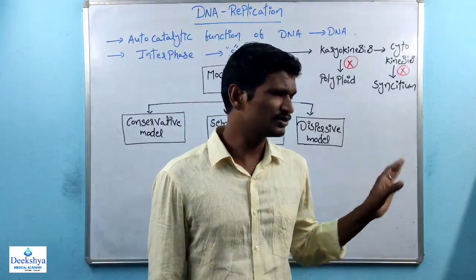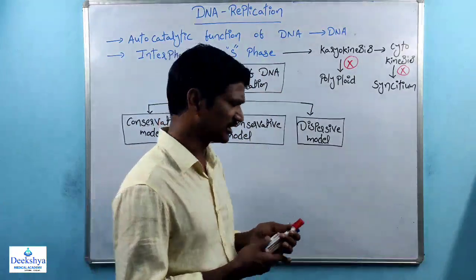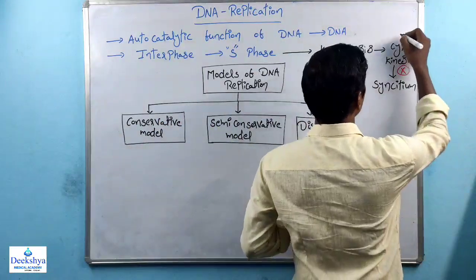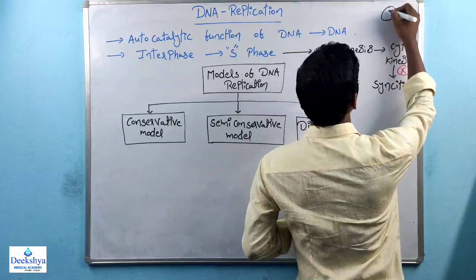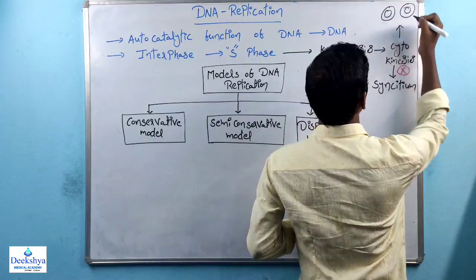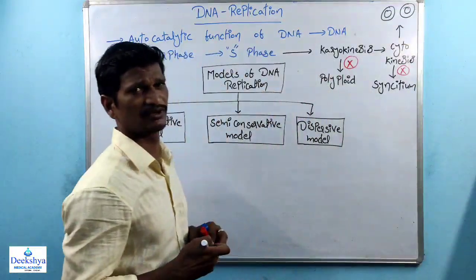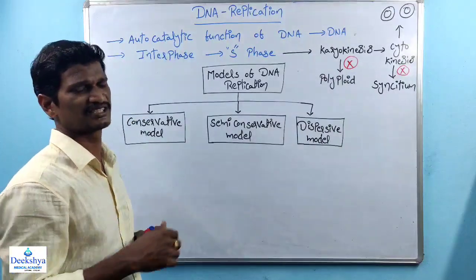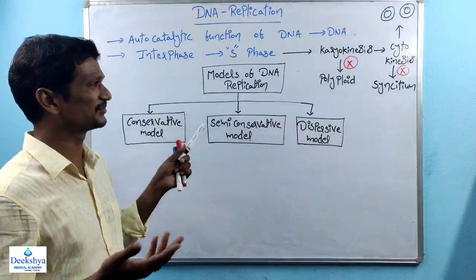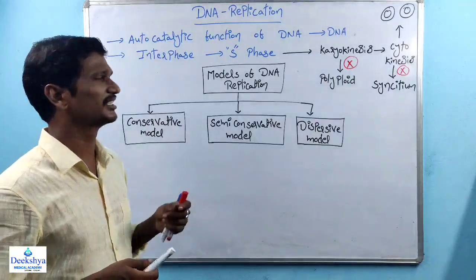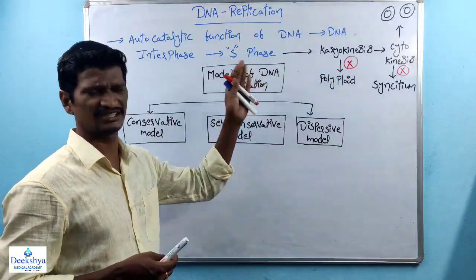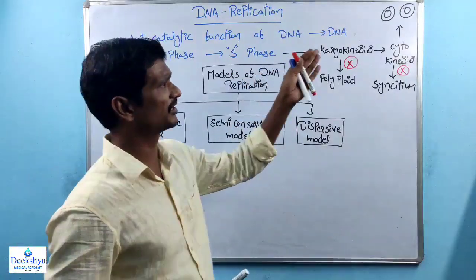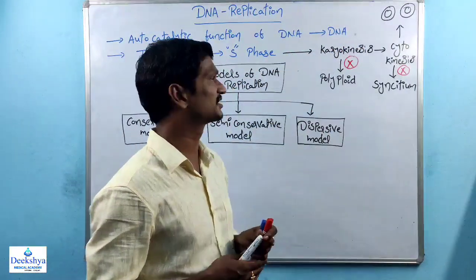Once cytokinesis takes place under regular conditions, one cell is divided into two cells. This is the case of the mitosis process; we are not discussing the meiosis process here, since students get doubts. Just imagine this is the mitosis process. So here one cell is divided into two cells, right?